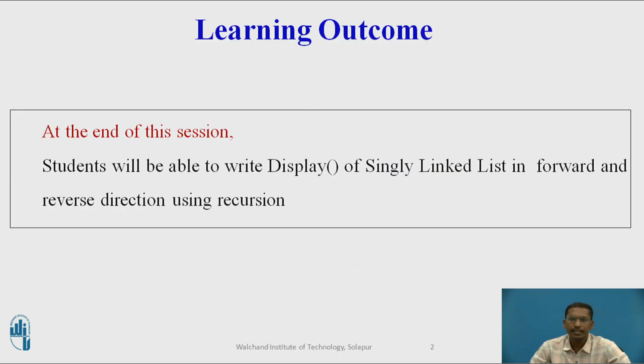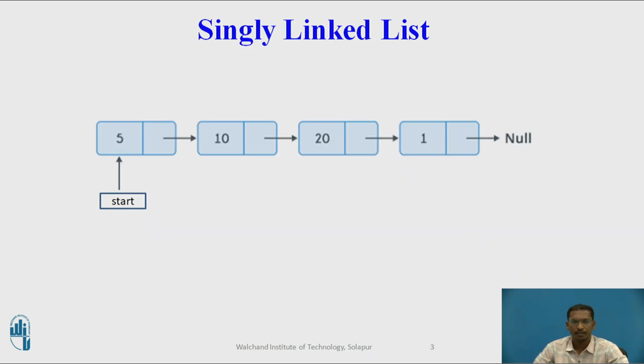So these are the learning outcomes. At the end of the session, the student will be able to write the display function of a singly linked list in forward and reverse direction using recursion. So in this session, we will focus on writing the display function to print the contents of the singly linked list in forward and reverse direction using recursion.